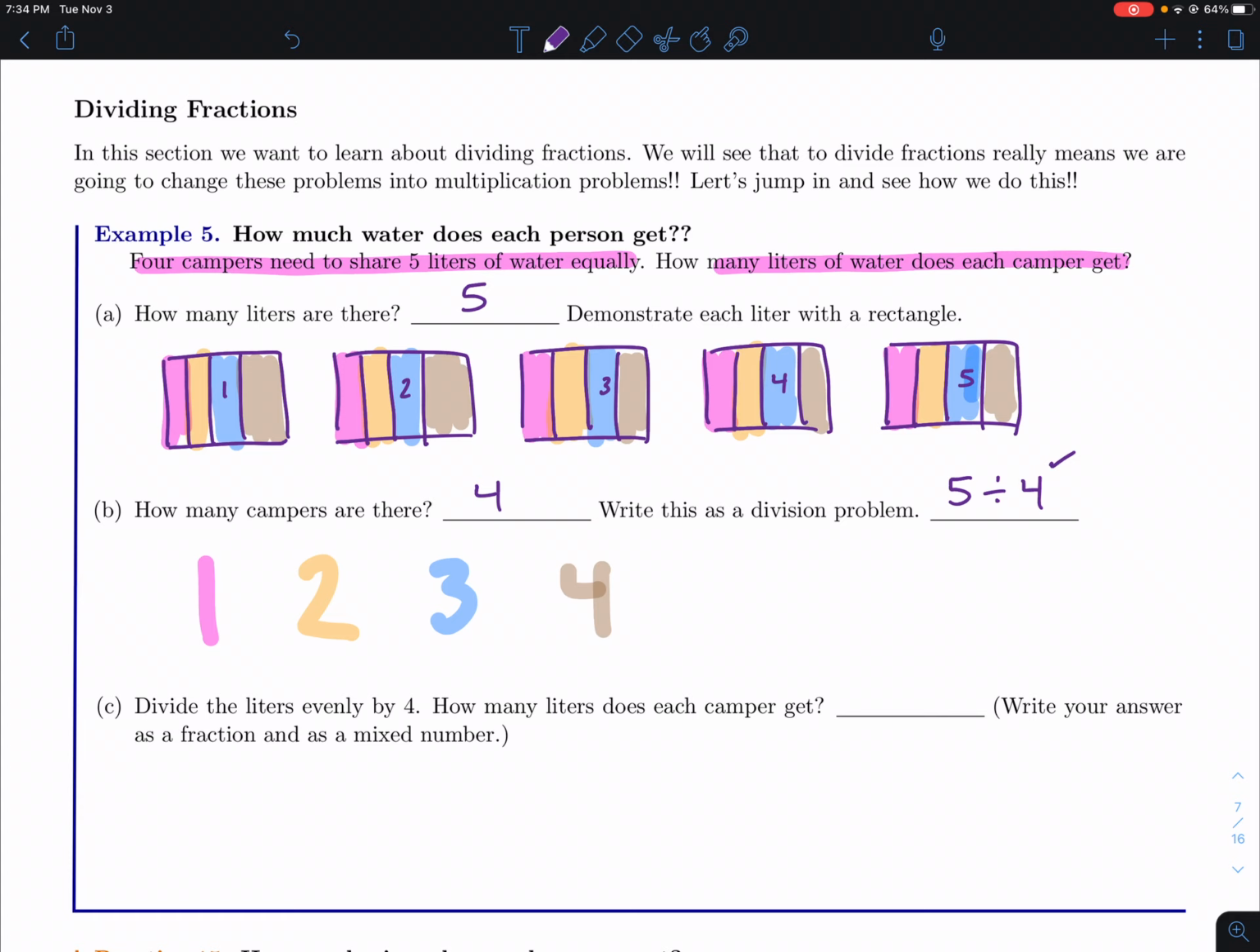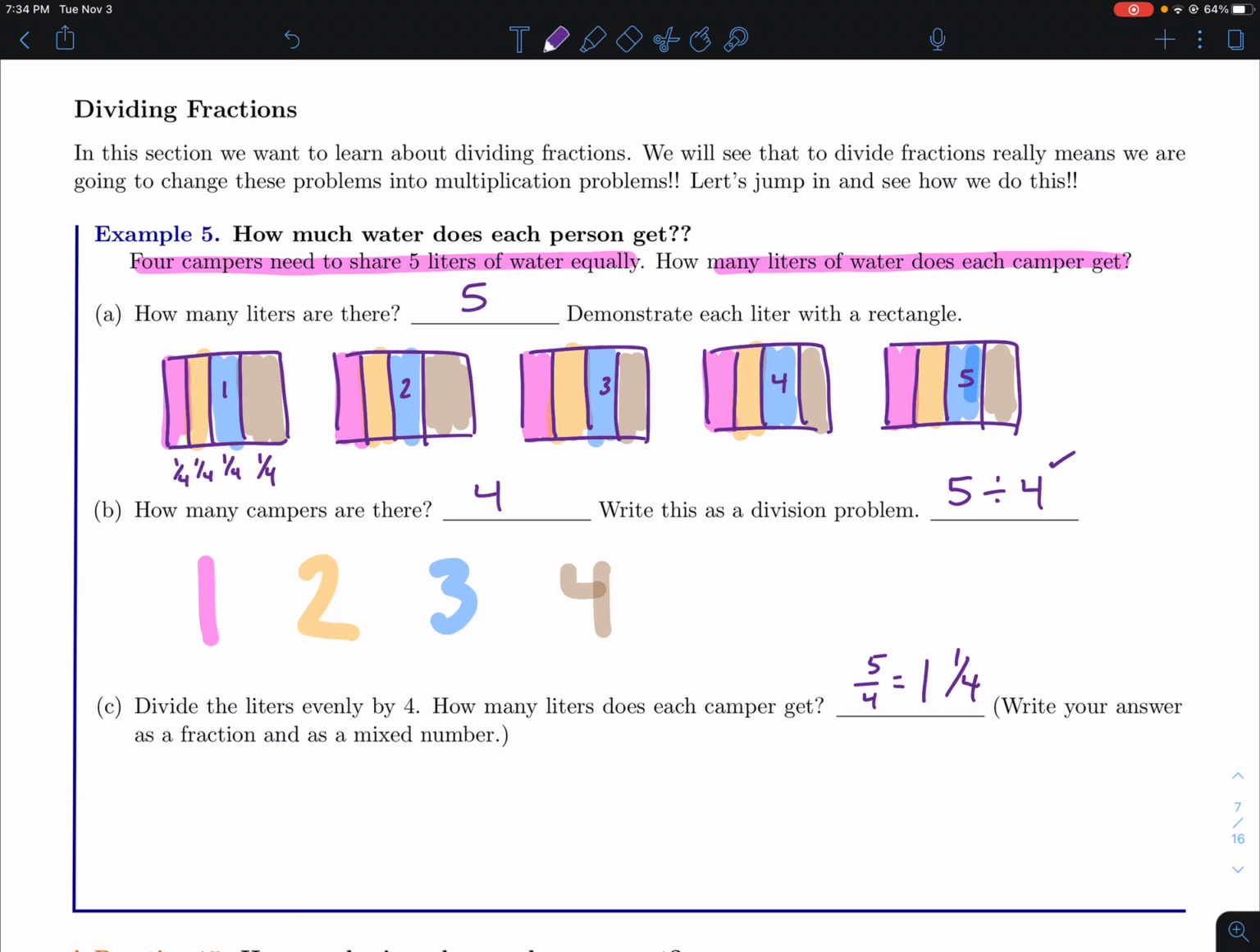And how much is each part? Well, remember we divided this into a bunch of 1/4 chunks. So in this case, each camper is going to get 5 1/4 chunks, or 5/4 of a liter. Or if we think of this as a mixed number, each person would get 1, because these first four are going to make a 1, and then a 1/4 left over. So in this case, 1 and 1/4 would be our answer for that.